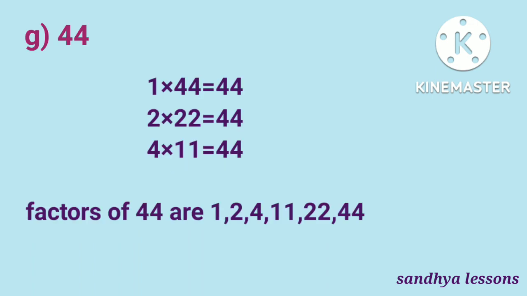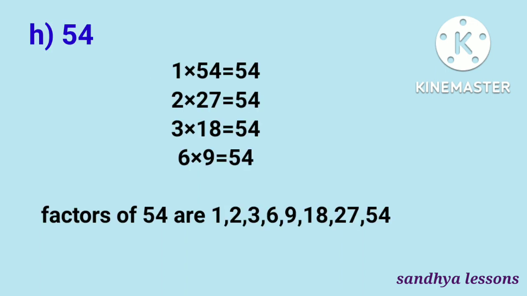G. 44. 1 44s are 44, 2 22s are 44, 4 11s are 44. Factors of 44 are 1, 2, 4, 11, 22, 44. H. 54. 1 54s are 54, 2 27s are 54, 3 18s are 54, 6 9s are 54. Factors of 54 are 1, 2, 3, 6, 9, 18, 27, 54.